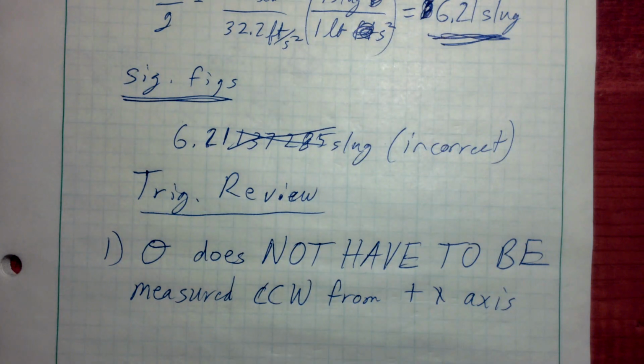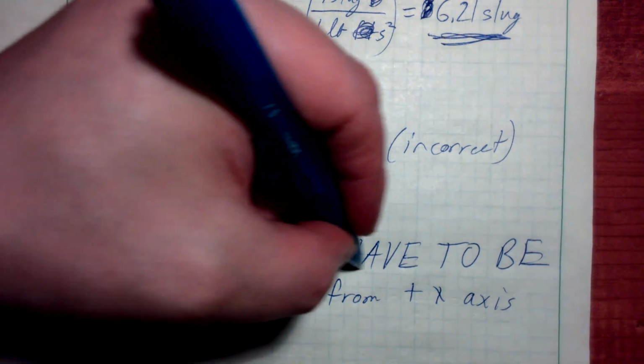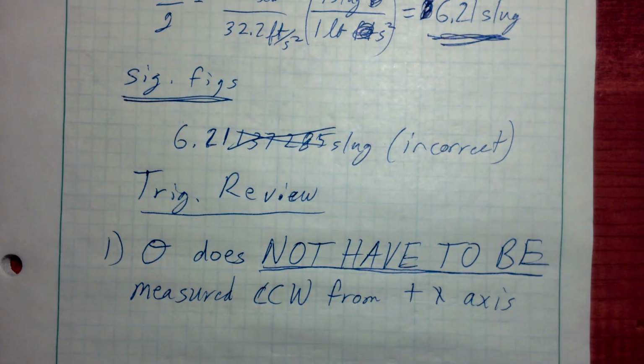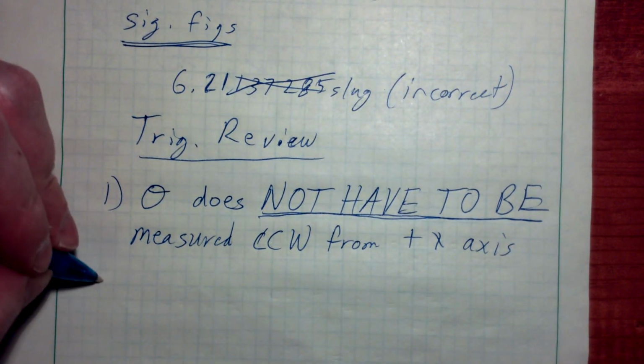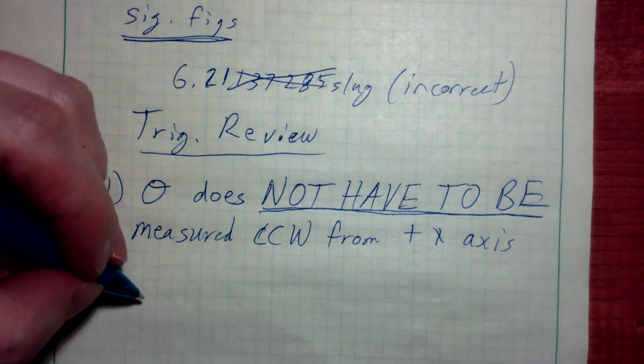I said, as we finished up last time, that I was going to emphasize theta does not have to be measured counterclockwise from the positive x-axis. You will measure theta wherever you can measure an angle, or wherever an angle is given to you. What do I mean by that? Here's where the rubber meets the road on this.